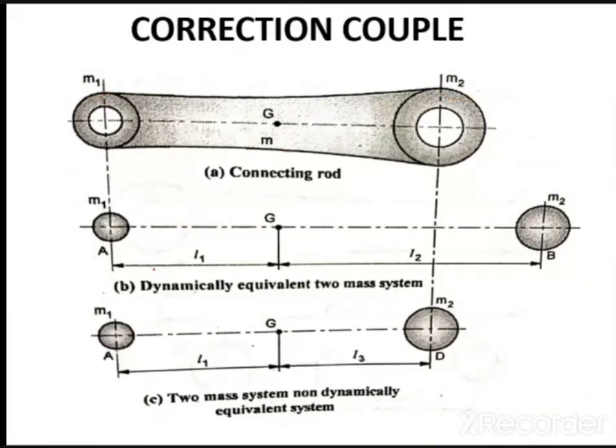So let us say this is a connecting rod having a mass m, m1 and m2. Let us say this connecting rod is replaced by two systems: one is a dynamically equivalent system and one is a two mass non-dynamically equivalent system. Clear? Now tell me whether it is clear or not. I have to derive that formula, but for that, did you understand the concept of correction couple and dynamically equivalent system? Message me yes or no, anybody, so I can move forward.